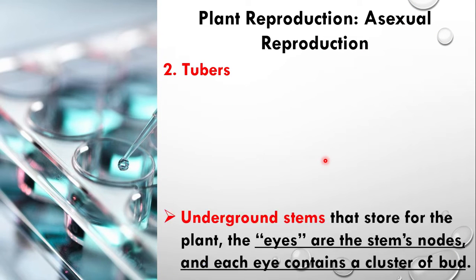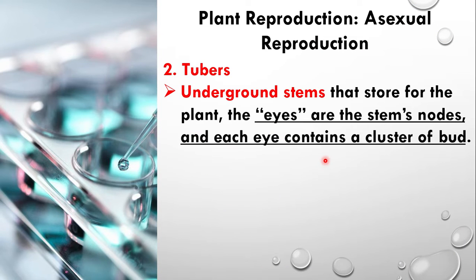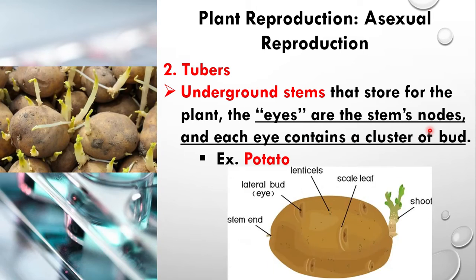Next is the tubers. Okay, tubers are underground nga mga stems that store for the plant, no? So yung eyes ng underground na stems are the stems nodes and each eye contains a cluster of bud. Example ng tubers is si potato or patatas. So if you are going to kini ang separate, no, or imuhang i-divide ang isa ka potato, pwede ka makatanom o kini ang daghan nga plant sa potato by just using one potato because one potato have many eye nga kini ang lateral bud, no?